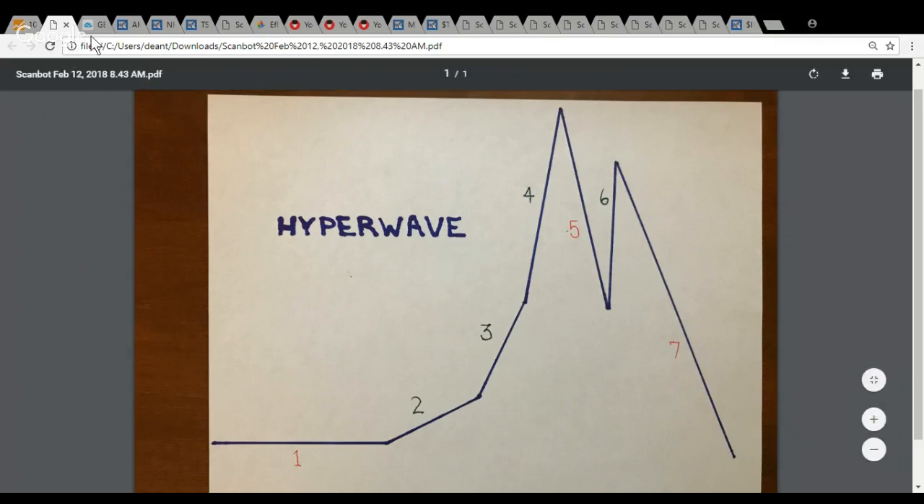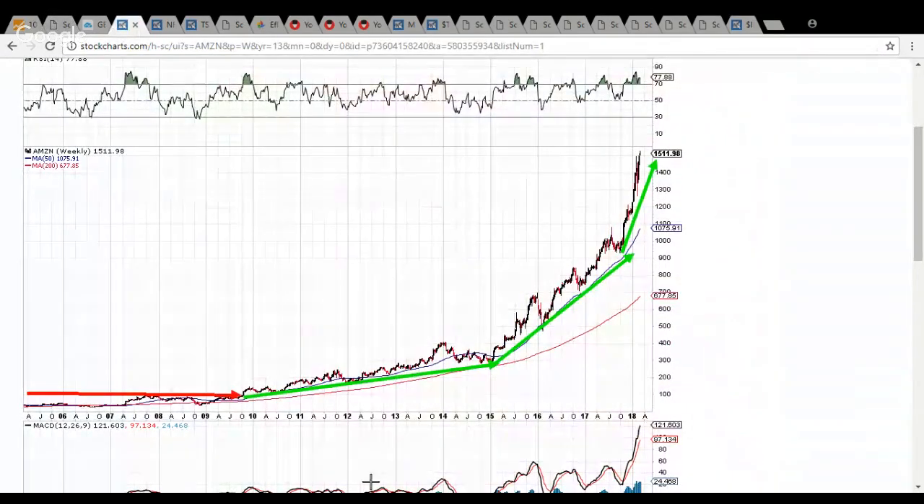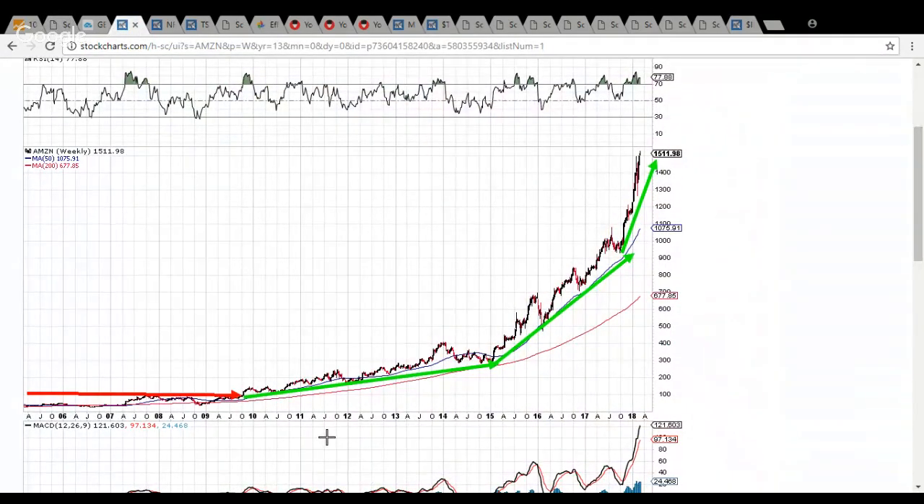But getting back to our funky Amazon, if you remember the basic numbers, 1 out of 1,000 below a phase 1 line is going to become a hyperwave. 1 out of 4 in phase 2 will go on to complete a hyperwave.